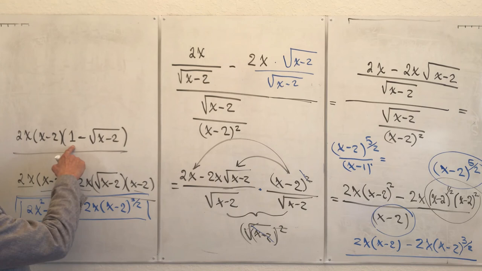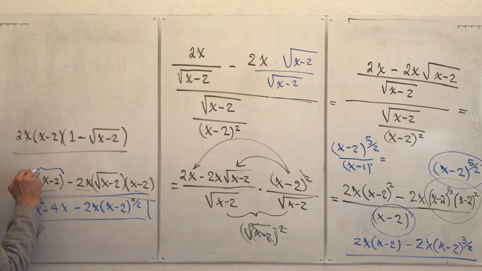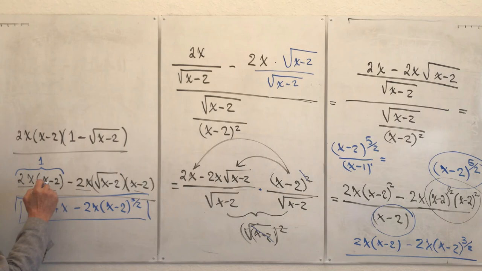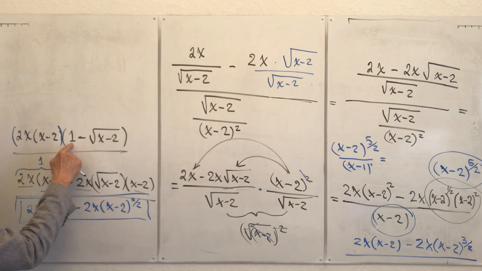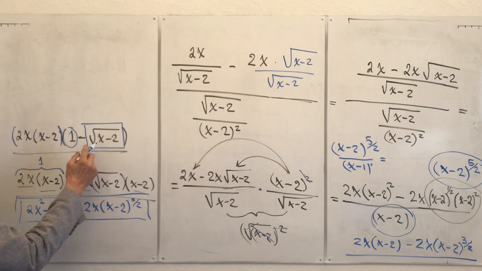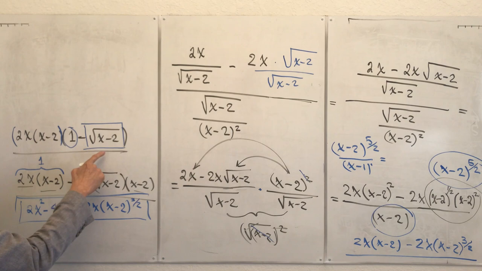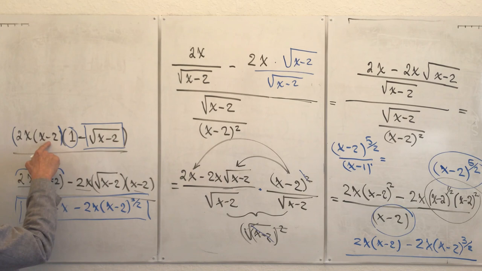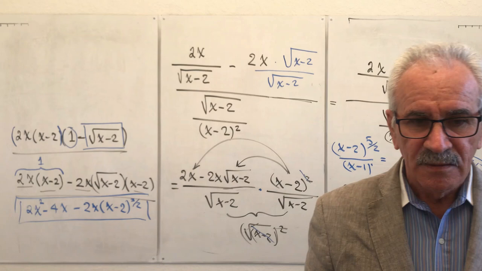Because look, yeah. But look, in this element, if I multiply by one times this element, that is that one. And the square root times this element will be 2x times x minus 2 times the square root. Got it? Can you visualize? If not, let me know and I will explain.